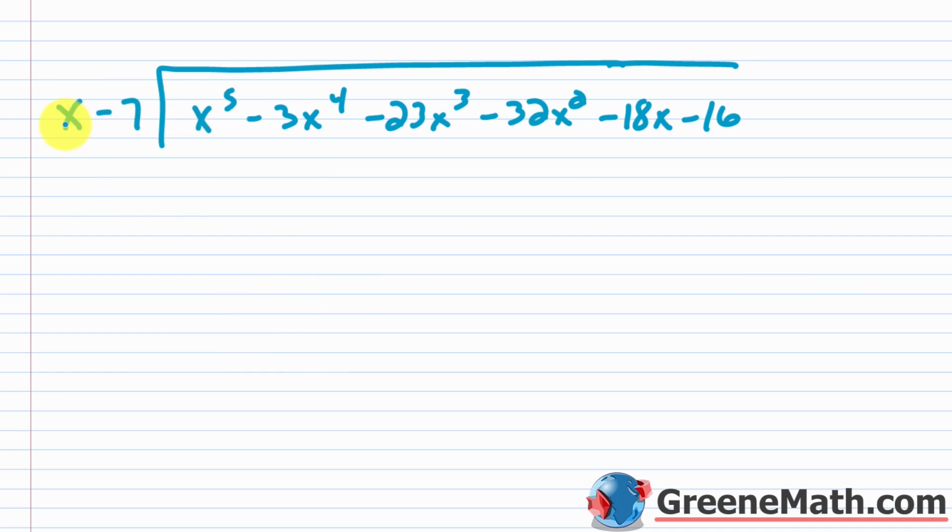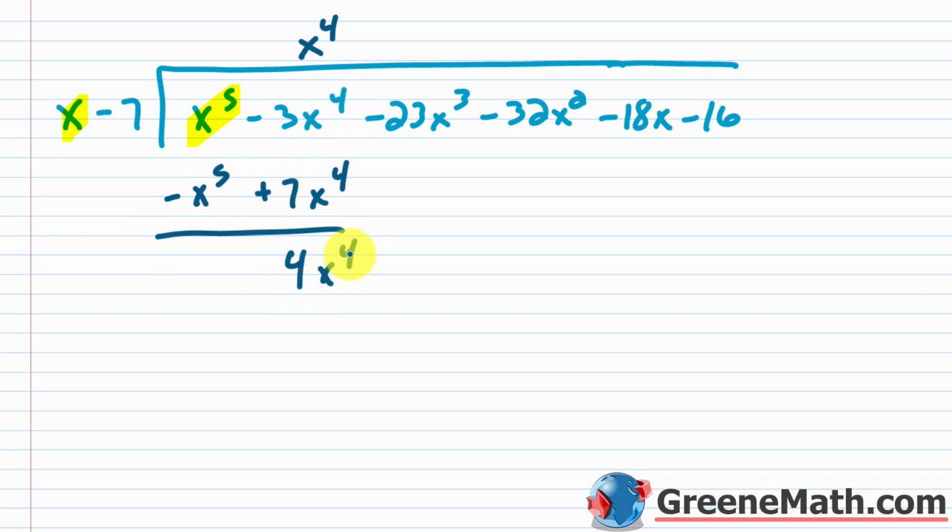So what is x to the 5th power divided by x? Let me highlight this so it's clear. X to the 5th power divided by x would be x to the 4th power. So let me write that right there. And then x to the 4th power times x is x to the 5th power. X to the 4th power times negative 7 would be minus 7x to the 4th power. Let me change the sign of this guy and this guy. And then we can add x to the 5th power minus x to the 5th power is 0. Negative 3x to the 4th power plus 7x to the 4th power. This is going to give me 4x to the 4th power.